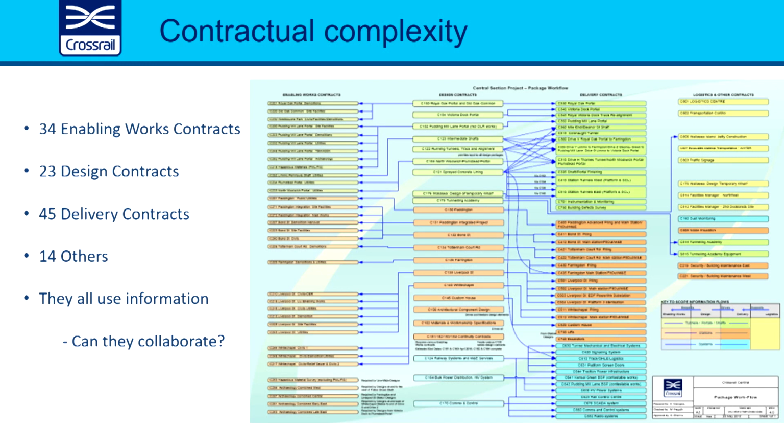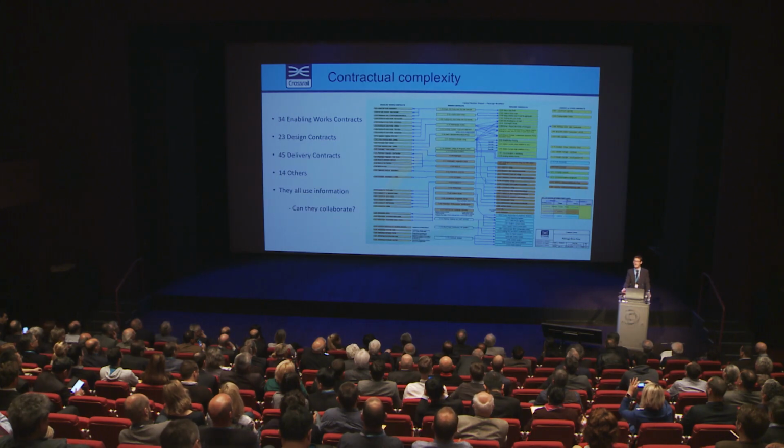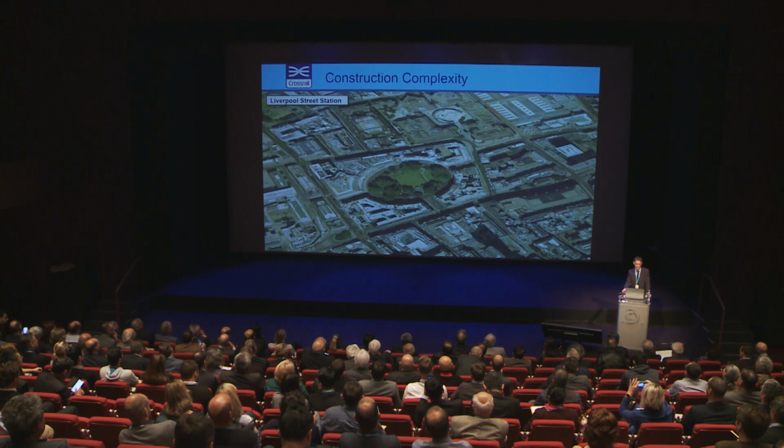Also, there's massive contractual complexity. Each of these contracts across Crossrail needs to be able to use the information that other contracts produce. So we needed to be absolutely sure of the reliability of the information that we were asking for and that was being delivered, so that each contract could use the information that other contracts were providing, and they could know where to get it and rely on that information.